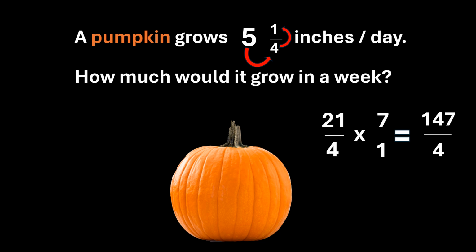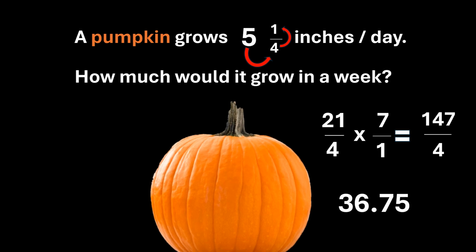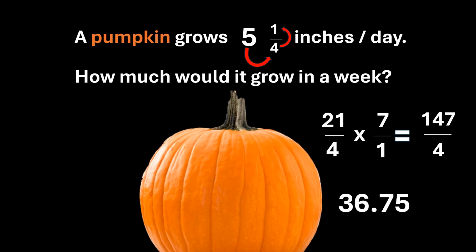4 times 1 is 4. And this is correct because it can't be simplified. But you'll notice that the number on top is bigger than the number on the bottom. So it's an improper fraction. To turn an improper fraction into a regular number, just divide the 147 by 4. And that'll give us 36.75 inches, which sounds much better.